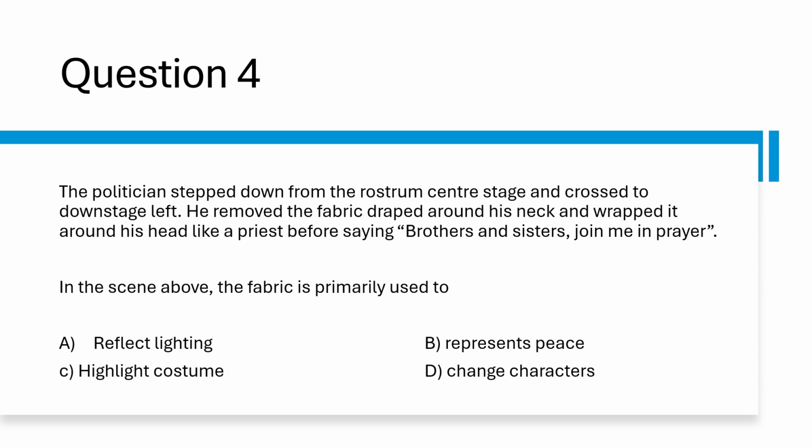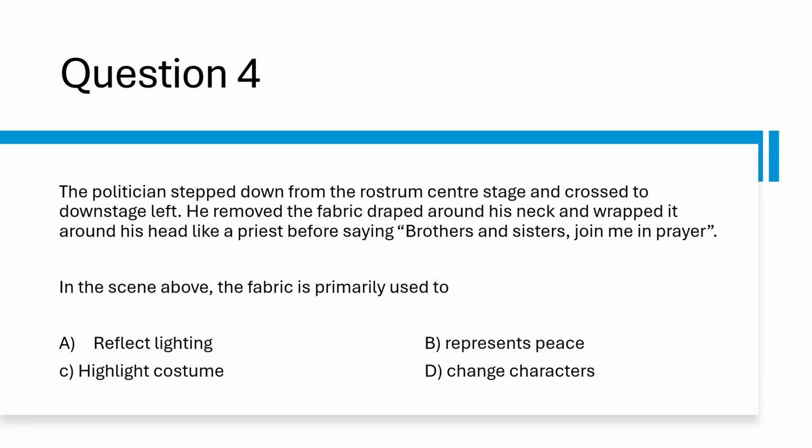There's nothing in the scene that mentions lighting, so therefore we can eliminate A completely. So we are using our process of elimination here. B, it says represents peace. There's nothing in the scene that's speaking to peace and representation in that way. So it's not symbolism in that way. And so we eliminate B as well. So we are left with C and D as our options.